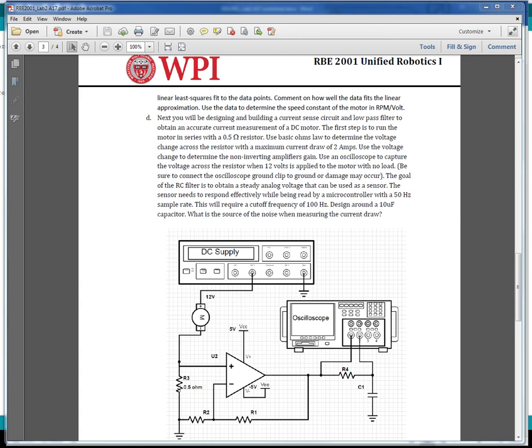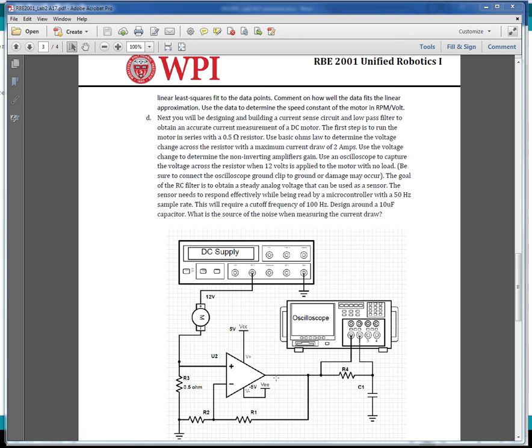And you want to keep this resistor low because you don't want a big voltage change. You want to use that voltage change of 12 volts, as much of it as possible, to drive the motor. So with this current sensor, you'll have a very low voltage here and you'll want to amplify it. You can use a non-inverting op amp to do that.